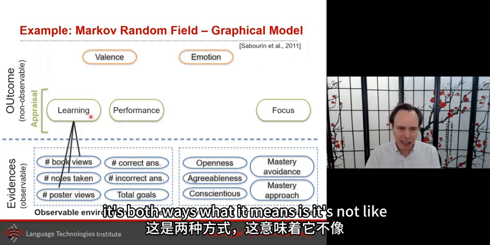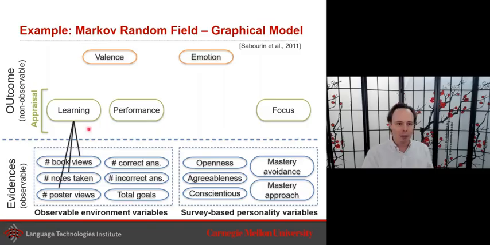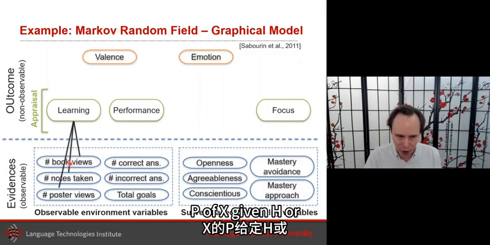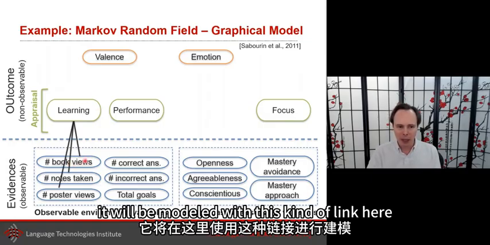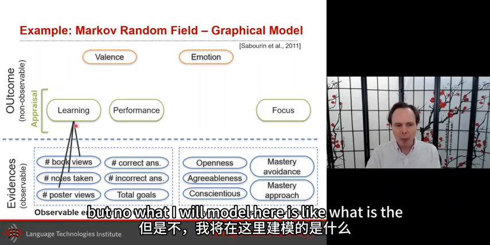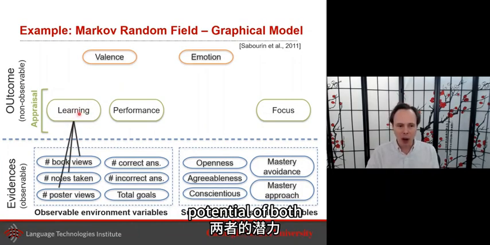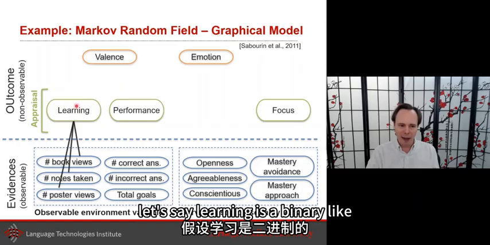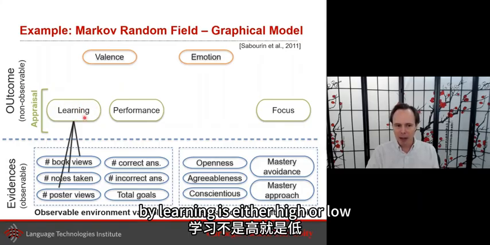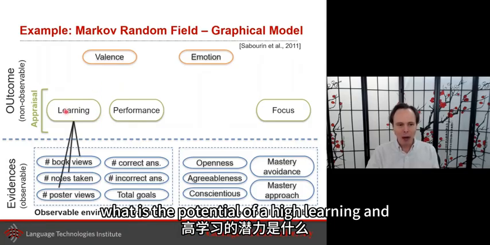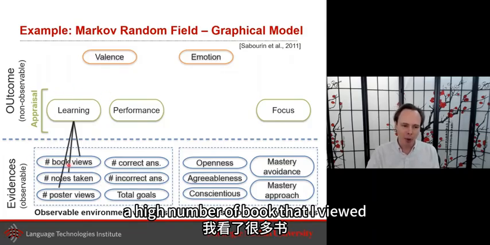What it means is it's not like P of H given P of X given H, modeled with this kind of link here. But no, what I will model here is what is the potential of both. Let's say learning is binary, like learning is either high or low, high learning or low learning. What is the potential of a high learning and a high number of books that I viewed?